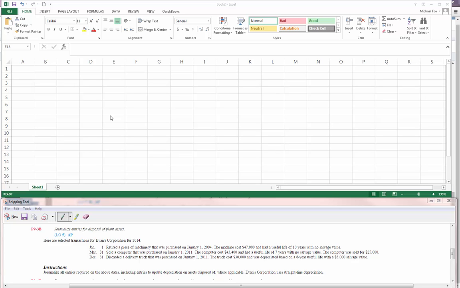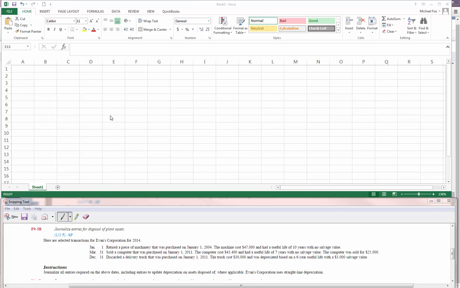It says, here are the selected transactions for Evans Corporation for 2014. On January 31st, they retired a piece of machinery that was purchased on January 1st, 2004. Machine cost $47,000, had a useful life of 10 years with no salvage value. Then on March 31st, they sold a computer that was purchased on January 1st, 2011. The computer cost $43,400 and had a useful life of 7 years with no salvage value. The computer was sold for $25,000.